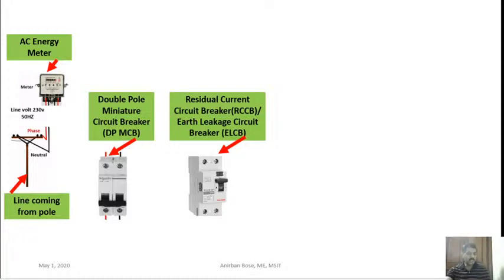Okay, because when you connect the line and neutral with a load, the line and the neutral should have the same current, unless some kind of leakage takes place. So if there is any cut in the wire or some kind of leakage, then there is a chance of getting shock. So this is basically preventing us from getting electric shock. Okay, so this is the function of the earth leakage circuit breaker.